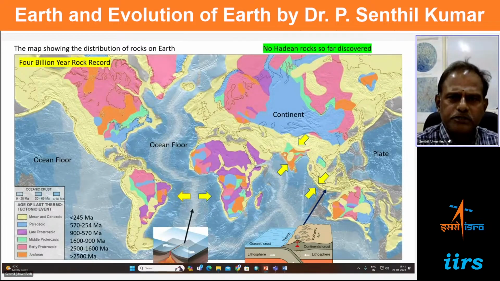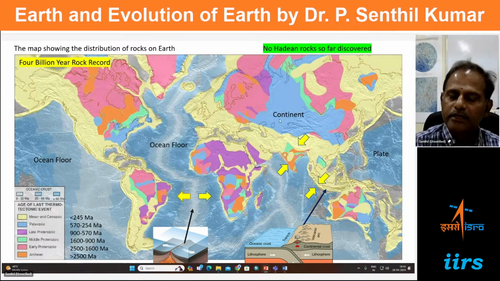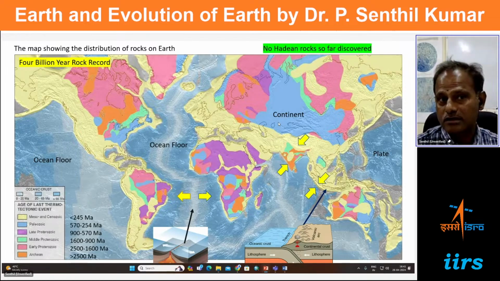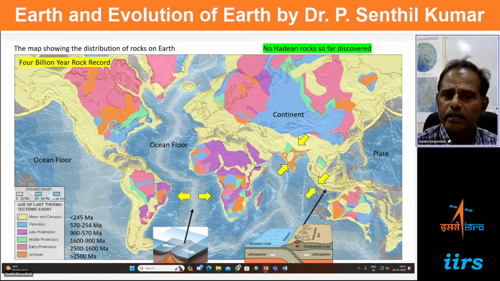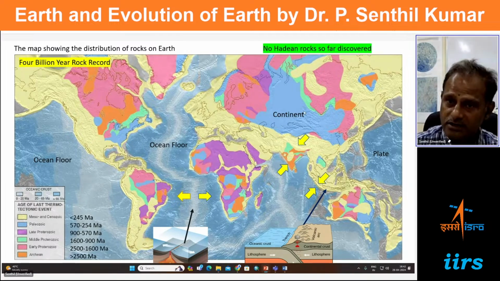This map shows the surface of Earth containing the ocean floor and the continents. This is where you find all the rocks. The continents contain all the old rocks, starting from Archean, Proterozoic, and Paleozoic rocks. Whereas if we go to the ocean, it is very young. It was just formed in the last 100 million years.